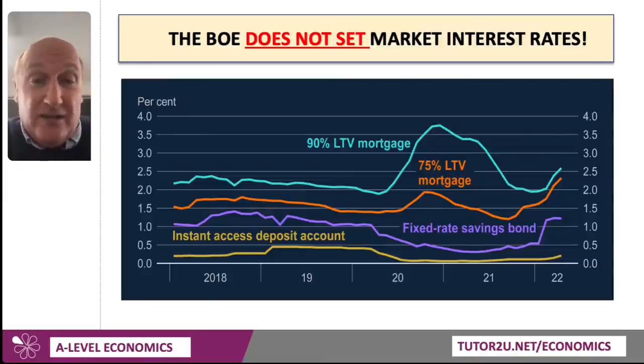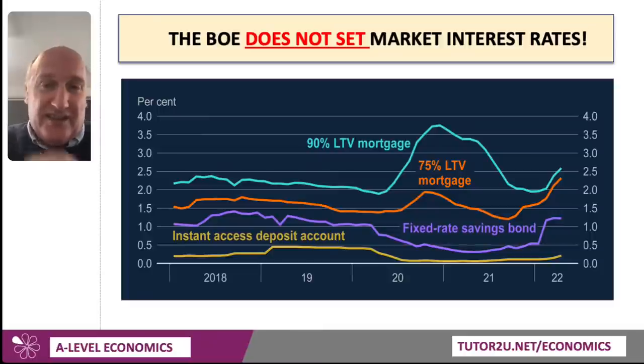LTV, by the way, is loan to valuation rate. So if you've got a 90% LTV on a £500,000 house, you get a mortgage of £450,000. If you have a bigger deposit, the LTV comes down to 75% and you get a cheaper mortgage. And look at the fixed saving bond. It's paying 1% interest. That's pathetic.